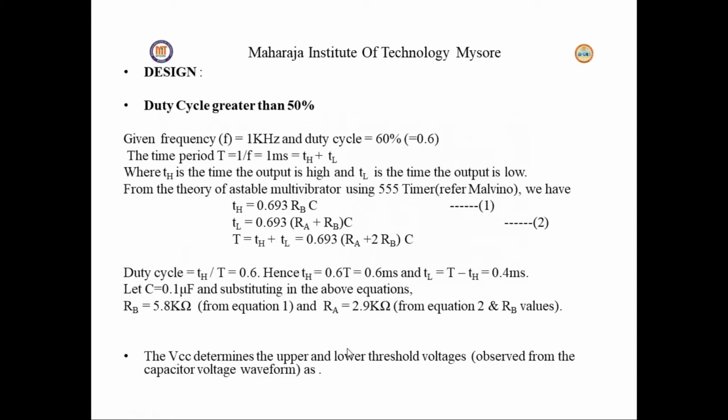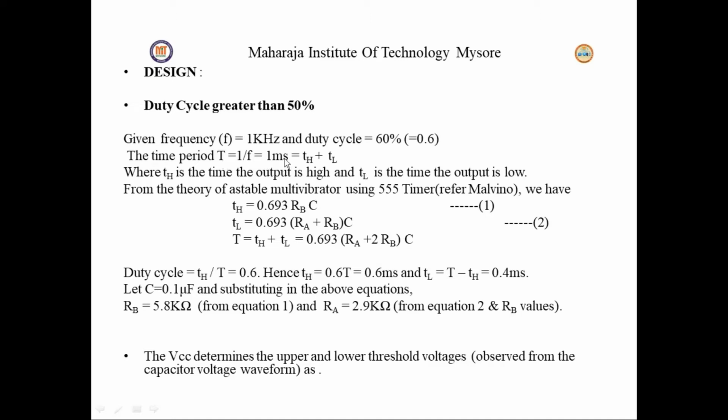Now we will see how we can design for the given frequency and duty cycle. So we are considering the duty cycle greater than 50%. For that, the frequency is 1 kilohertz and duty cycle is 60%, or we can take it as 0.6. So we all know the time and frequency relationship: T is equal to 1 by F. The given frequency is 1 kilohertz. 1 divided by 1 kilohertz gives you 1 millisecond.